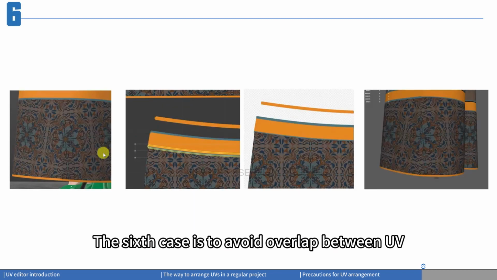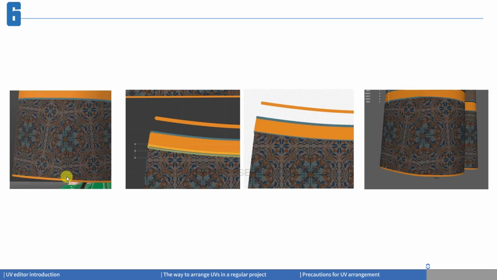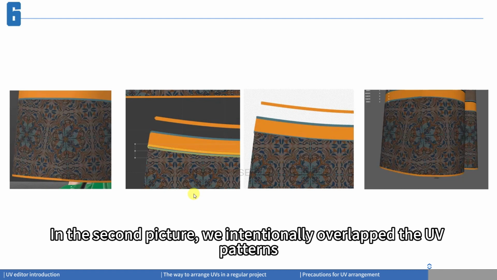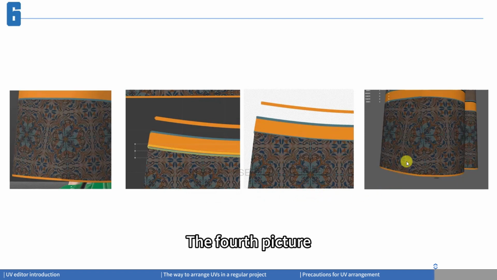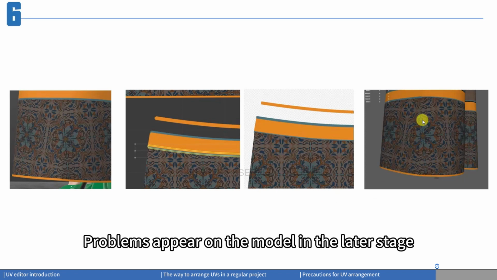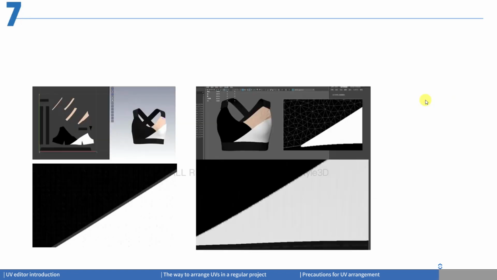The sixth case is to avoid overlap between UV. The first picture shows the initial effect of UV. In the second picture, we intentionally overlapped the UV patterns. The third picture shows the exported UV texture with problems. The fourth picture. Problems appear on the model in the later stage. You can see the pattern overlaps.